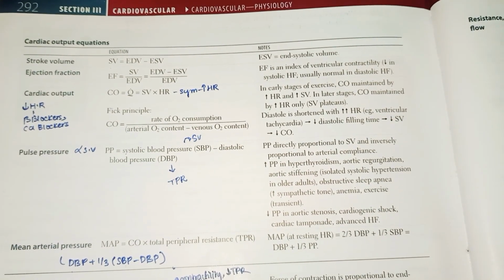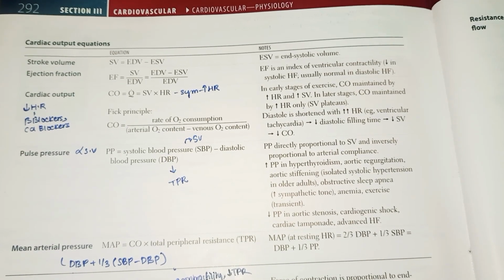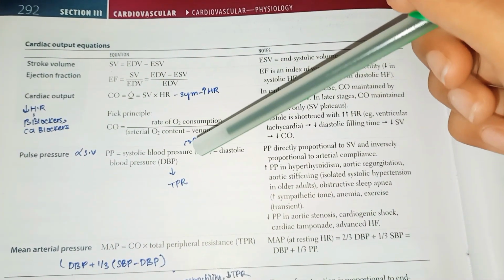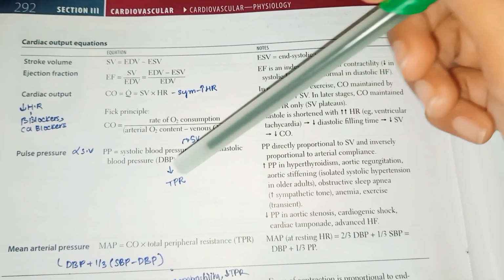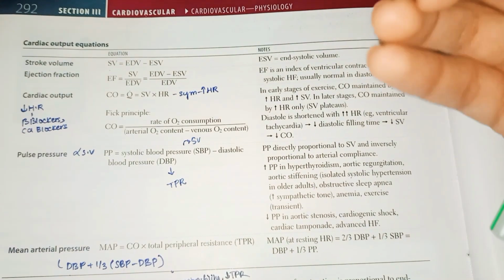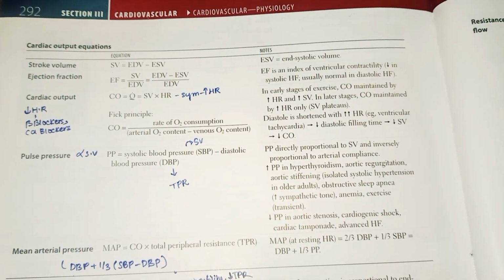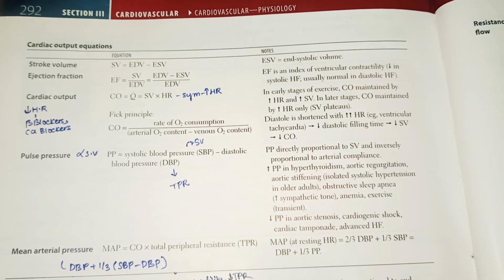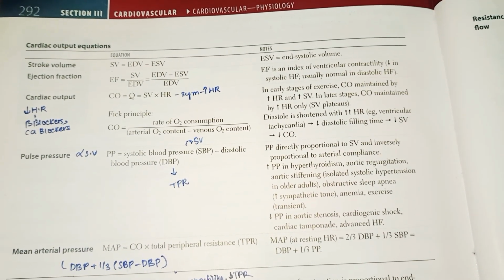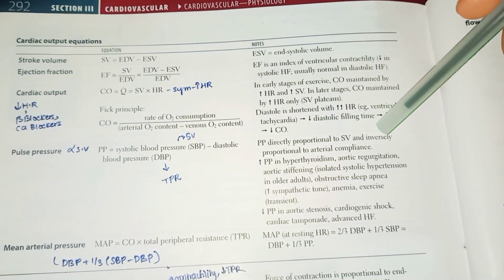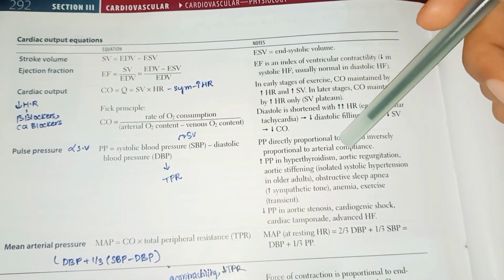Pulse pressure is systolic blood pressure minus diastolic blood pressure. So one more thing you need to remember: systolic blood pressure is related to the stroke volume. Diastolic blood pressure is related to the total peripheral resistance. Okay, total peripheral resistance is nothing but the systemic vascular resistance, and that is related to diastolic blood pressure. Systolic blood pressure is related to stroke volume. So you can see pulse pressure is directly proportional to stroke volume, and inversely proportional to arterial compliance.